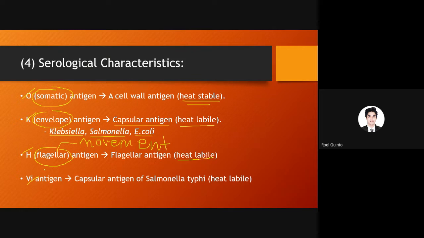Next, we have the V antigen. Remember guys that the V antigen is commonly seen in Salmonella typhi. It is a unique characteristic of Salmonella typhi. Also, the V antigen is heat labile.